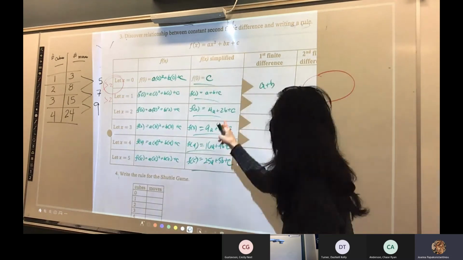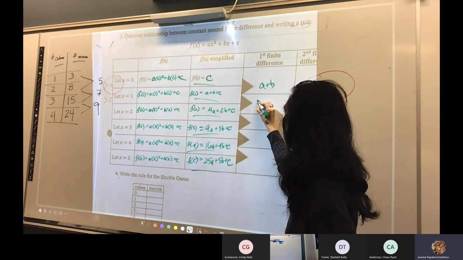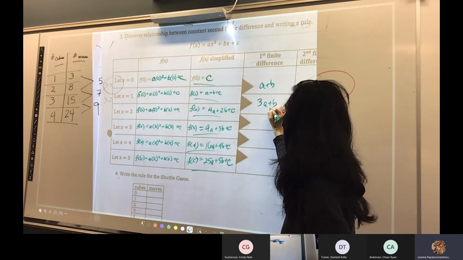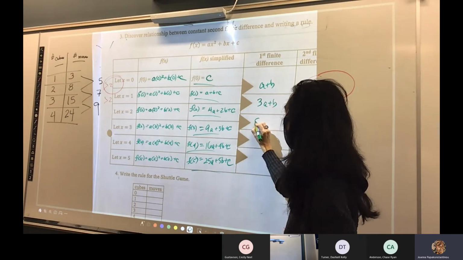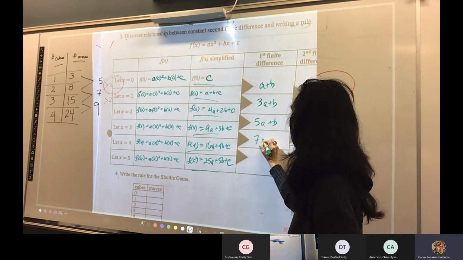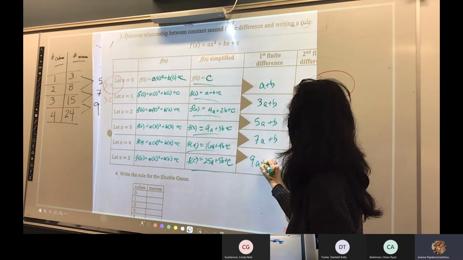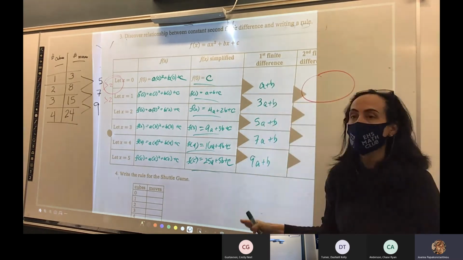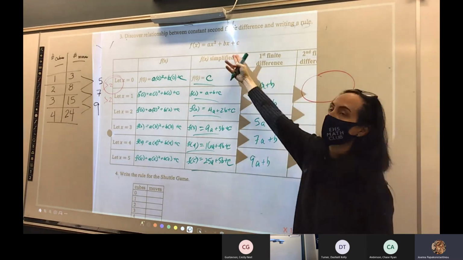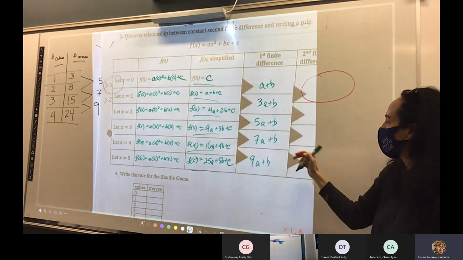Okay, if I subtract this from this, what do I get? Or this from this? This minus this. This minus this. Lastly. Okay. Now, that's the first finite difference. If these were all the same, it would be linear. So now let's do it again. Second finite difference. This minus this.